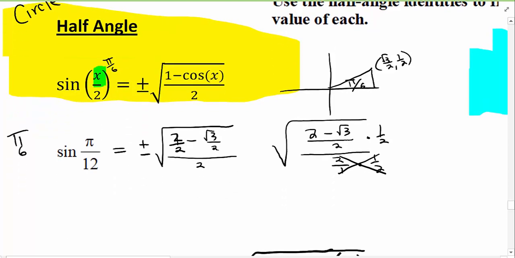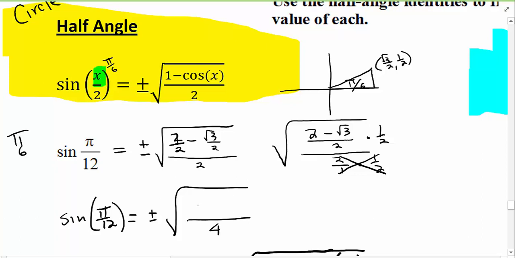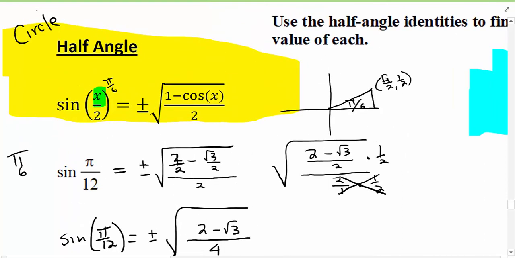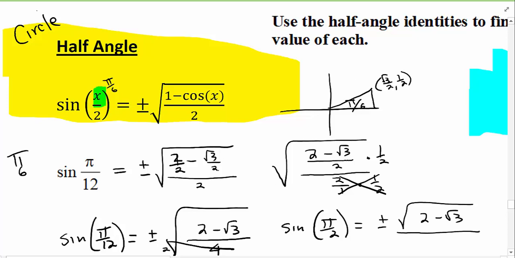So I'm now going to multiply top and bottom by 1/2. Those cancel. So again, we have sine of pi 12ths is equal to positive or negative. Well, when we multiply up here, we're going to have 4 in the denominator. We still have 2 subtract root 3. Well, what is the square root of 4? A 2 will come out. So sine of pi 12ths is equal to positive or negative the square root of 2 subtract root 3, all over, no longer under the radical, 2.